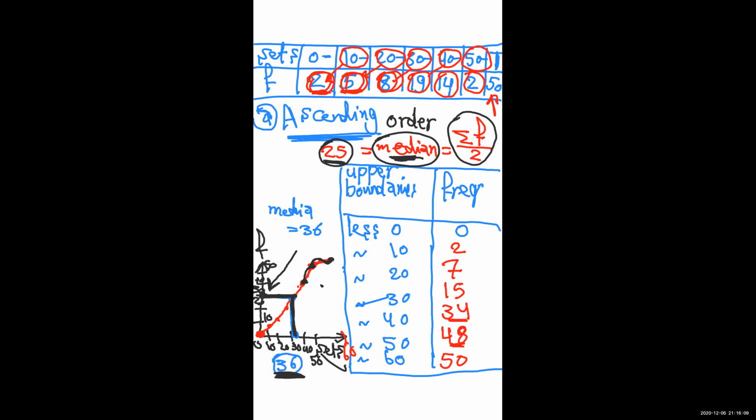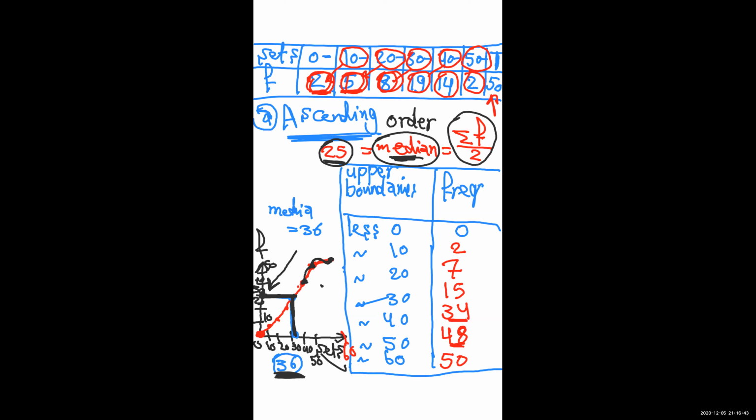Actually, we solved this question using the ascending cumulative frequency curve. Now, we are going to solve it using the descending cumulative frequency curve. Of course, in the exam, maybe the question will be like this: use the ascending cumulative frequency curve or use the descending cumulative frequency curve.